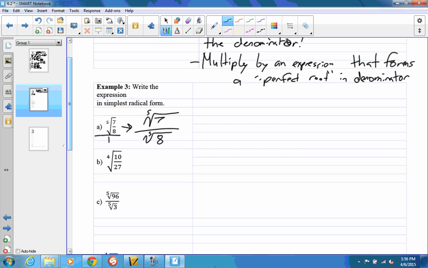What are numbers that do have a perfect fifth root? Well, we'll go up. So, what's 2 to the fifth? 16. Okay, so I can do 16. The next one up, what's 3 to the fifth? 243. Actually, no, 2 to the fifth isn't 16, it's 32. So 32 is good. Is 32 divisible by 8, guys? How many times? 4.